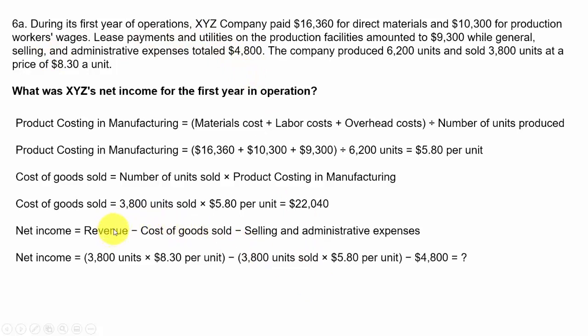So we can say that the total revenue amounted to 3,800 units, that's how many we sold, times $8.30 per unit, that's the selling price, minus again the 3,800 units that we sold times their cost, which is $5.80 per unit. Also minus the selling and administrative expenses, which are $4,800. You crunch all that in your calculator, and here's what you come up with: net income. That's going to be revenue, $31,540, minus the cost of goods sold, which is $22,040, minus the selling and administrative expenses, which is $4,800. So net income is equal to $4,700.